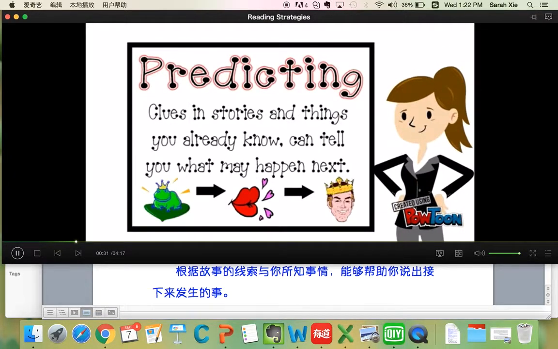Predicting is finding clues in stories and things that you already know, and what these things can tell you, and what you think may happen next in the text.